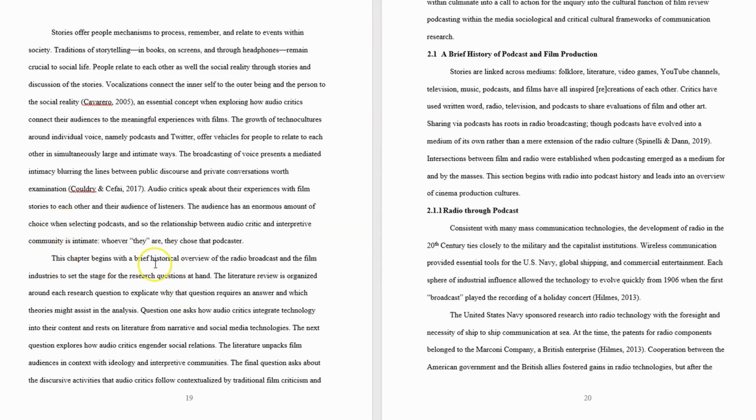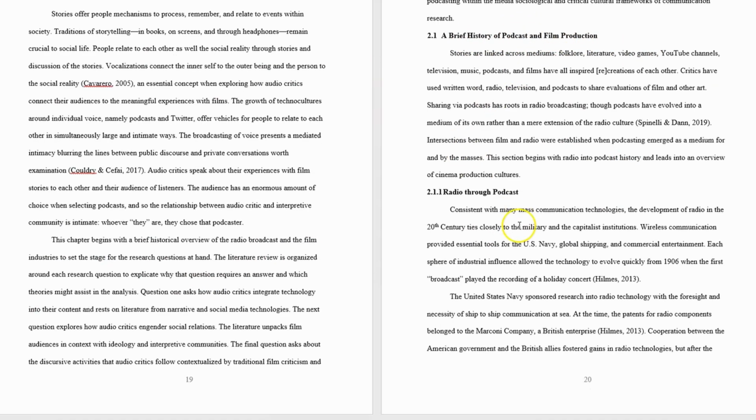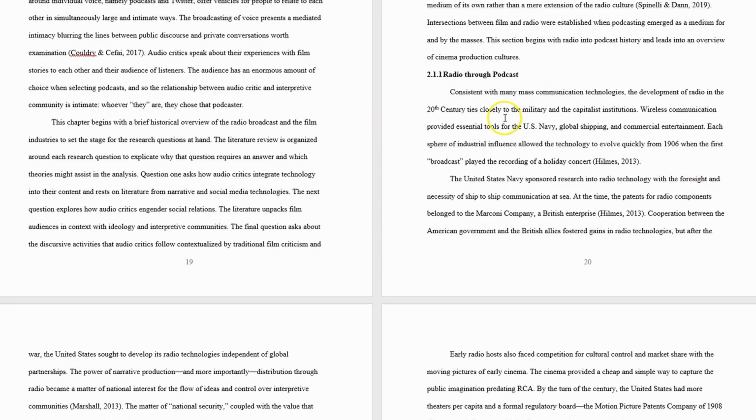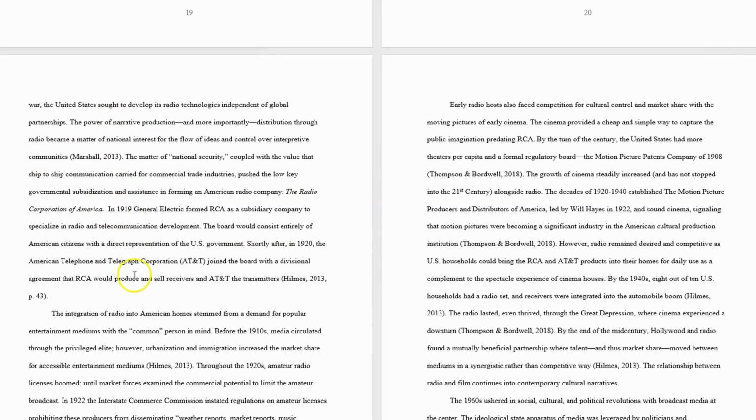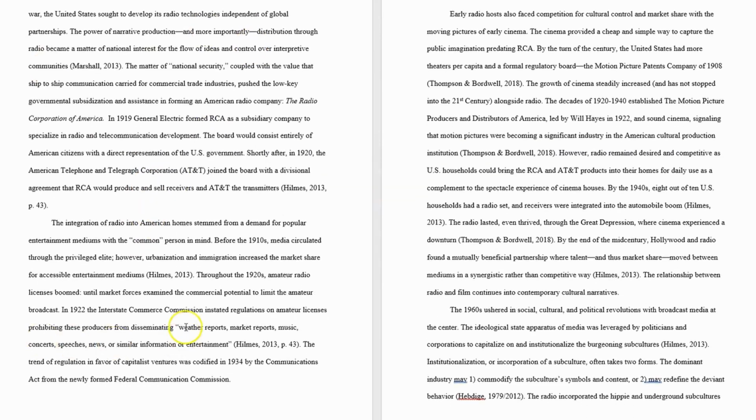And then here is my purpose statement, and we'll see that in every section. Then I talked about a brief history of podcast and film production, just setting up what podcasts are and why we're studying them, and how they developed and were created in the past.